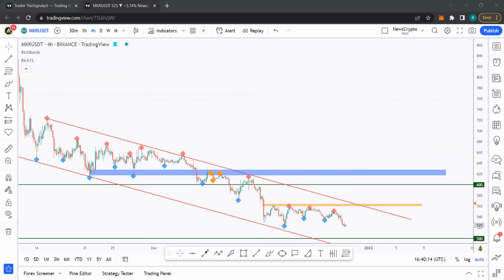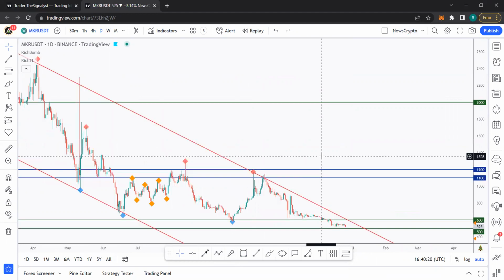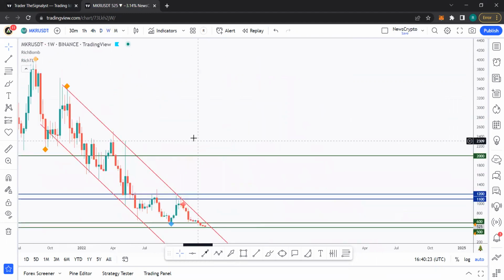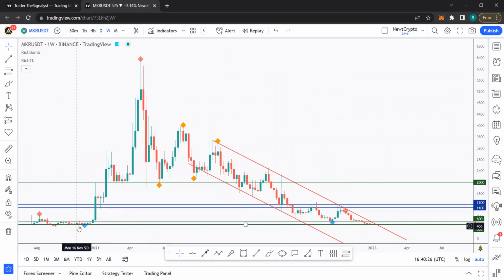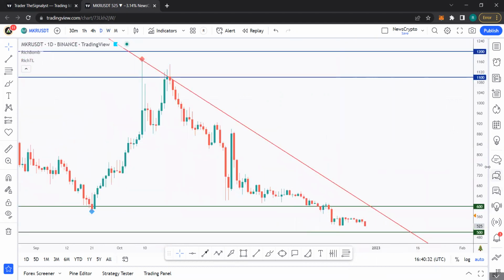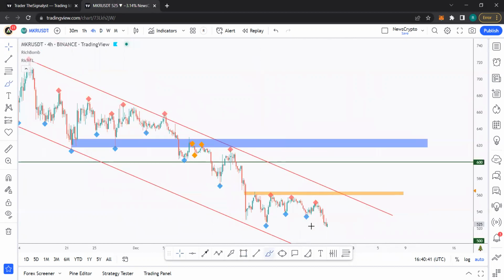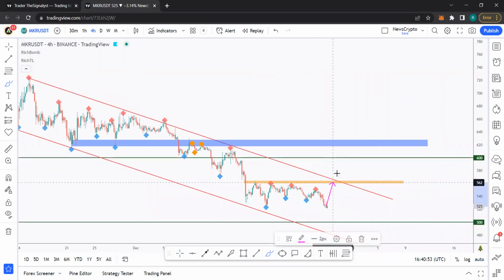MKR, a very similar analysis. 500 is a massive round number indeed. Also the lower bound of this demand, and we are currently approaching this 500. If you break it downward, a movement to the 350 would be expected. For now, for the bulls to take over from a long-term perspective, I would like to see a break above this high. Meanwhile, from a medium-term or short-term perspective, this is the high that I'm looking at. Of course, until the buyers take over, we are bearish and we can still trade lower and lower.